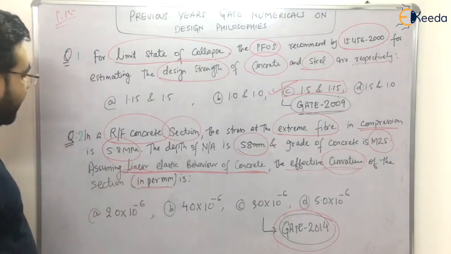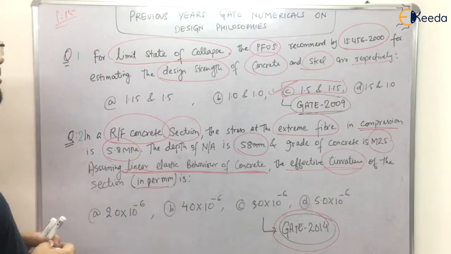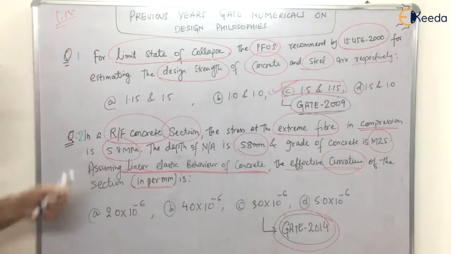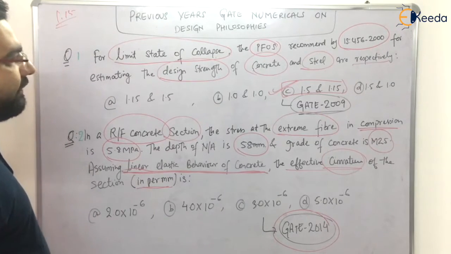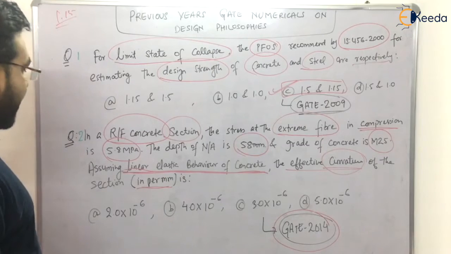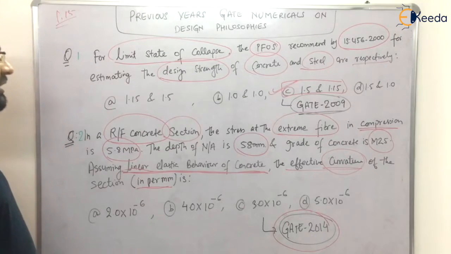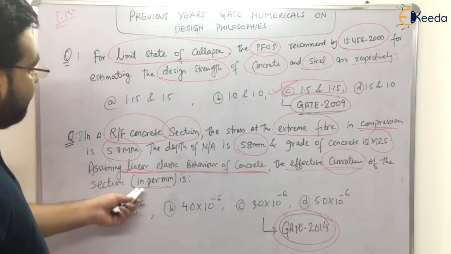Okay, now let me read it again. In a reinforced concrete section, the stress at the extreme fiber in compression is 5.8 megapascals. The depth of the neutral axis is 58 mm and the grade of concrete is M25. Assuming linear elastic behavior of concrete, the effective curvature of the section in per mm is.